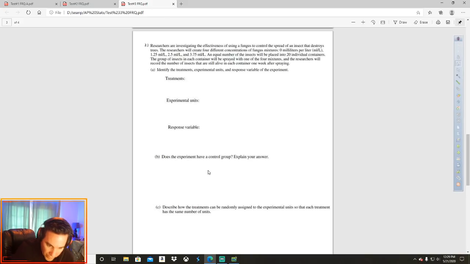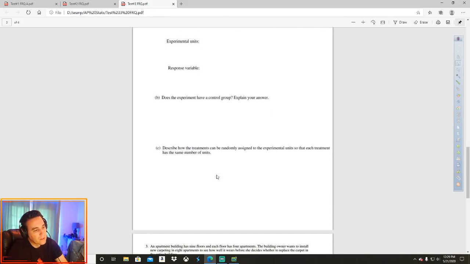Treatments are the combinations of factors and levels. You're right, Buck. That is right. Treatments are the combinations of factors and levels. Perfect.